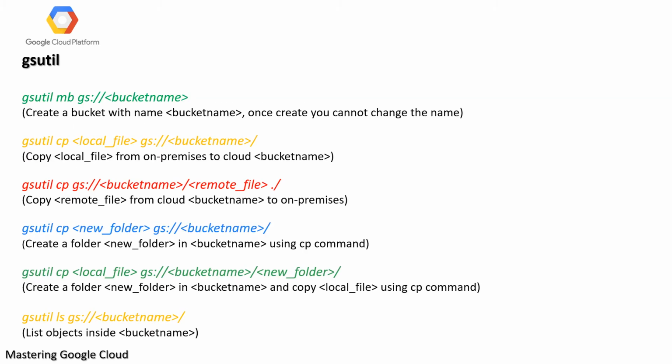The gsutil mb command is to create the bucket. Once you create the bucket, you cannot change its name. The gsutil cp command is to copy local files to the bucket. The gsutil cp command is also used to create the folder inside the bucket. You can always list the objects using the ls command.